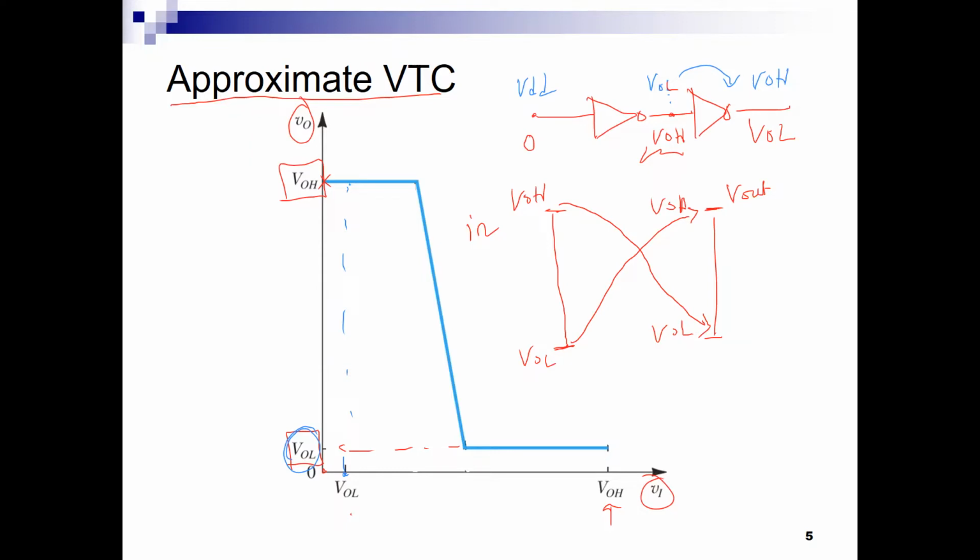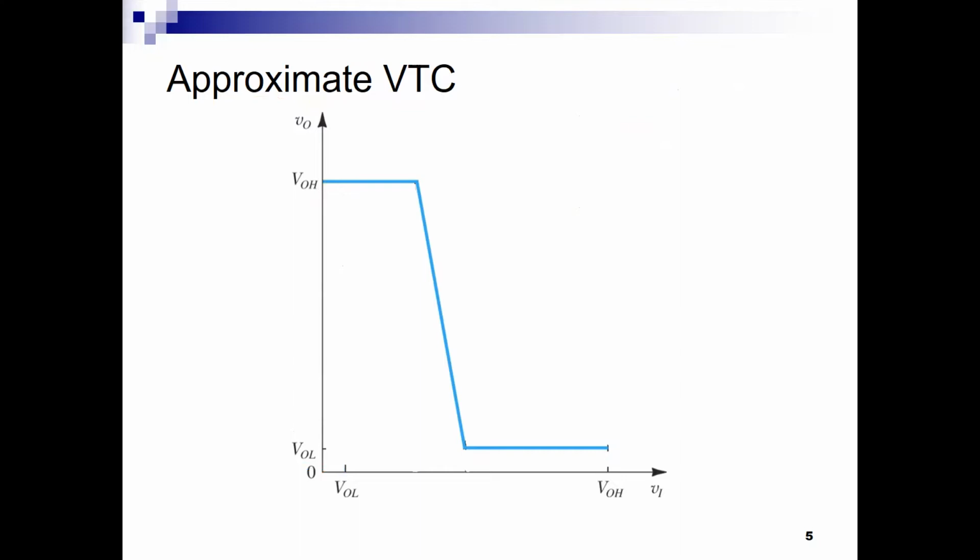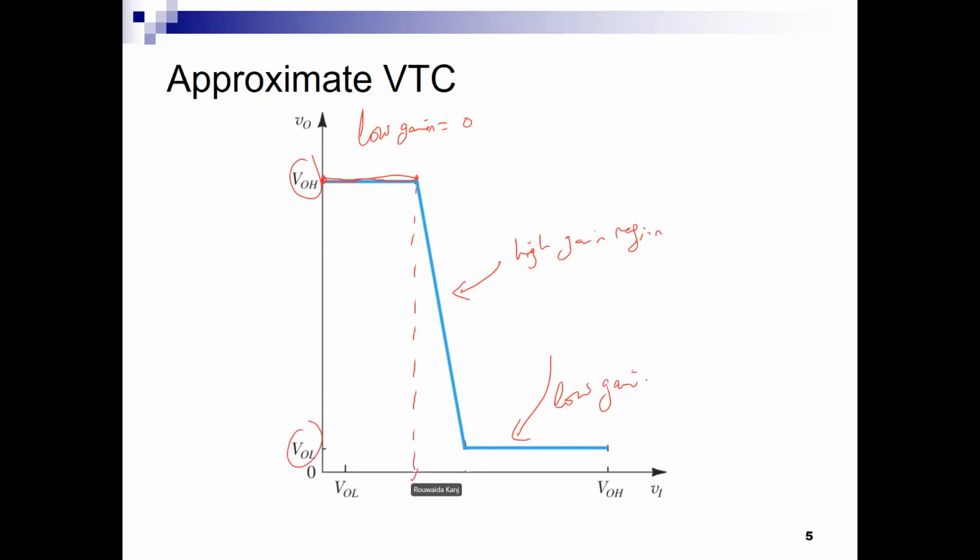Okay, let us see how the transfer function is approximated. The transfer function is approximated by a low gain region, where they put the gain equal to 0. Here I have a high gain region, which they represented by a slope, and again here a low gain region. Okay, so we have the levels VOL and VOH, but we also have points where we start to operate in the high gain region.